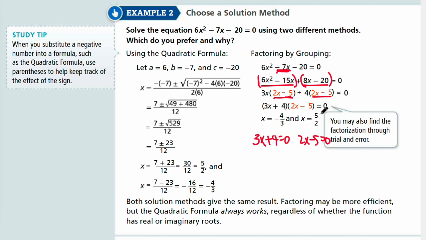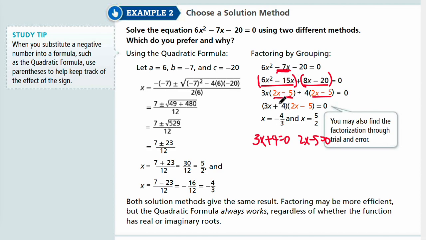Right? So sometimes factoring by grouping may require more time because your numbers are tricky, but a lot of times it works. And you can choose to solve by factoring by grouping, or you can use the quadratic formula, either way. Okay, but you'll notice that both methods give the same answers, right? They have the same results.